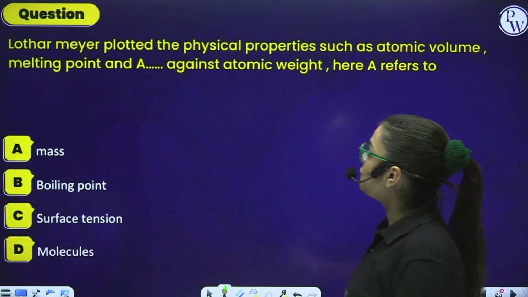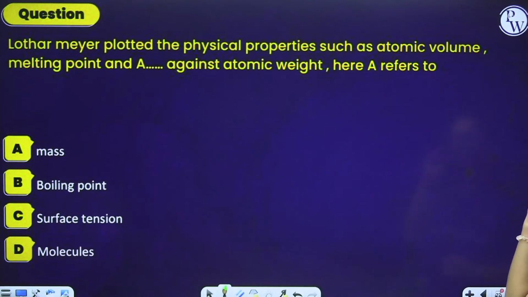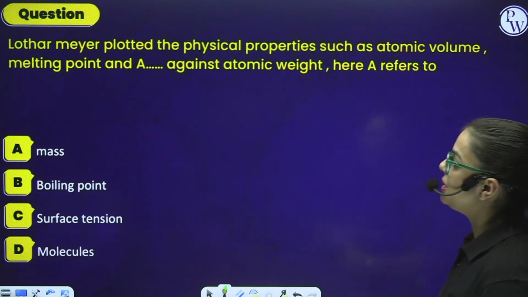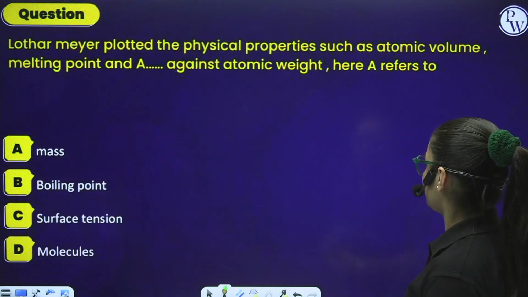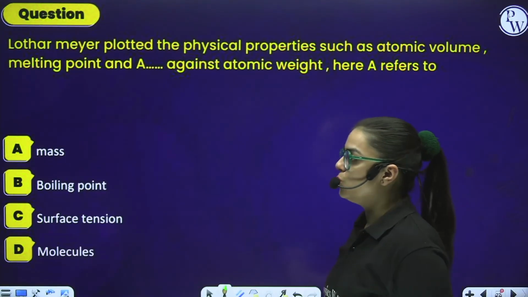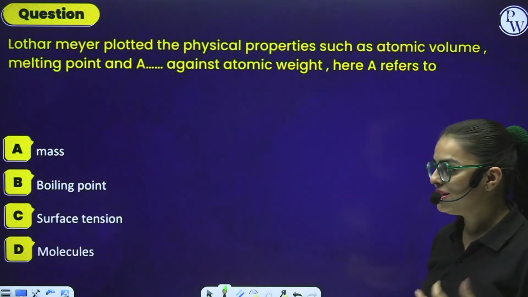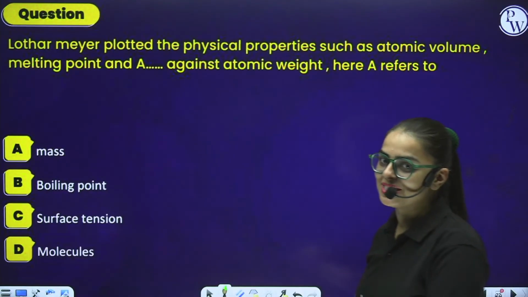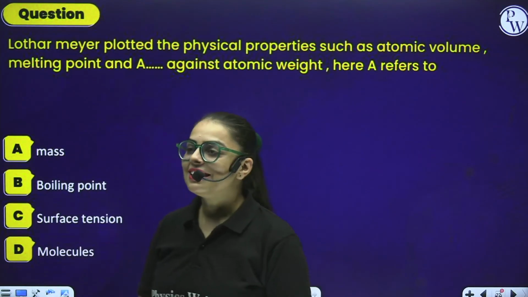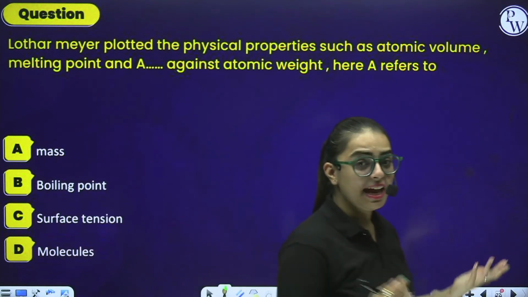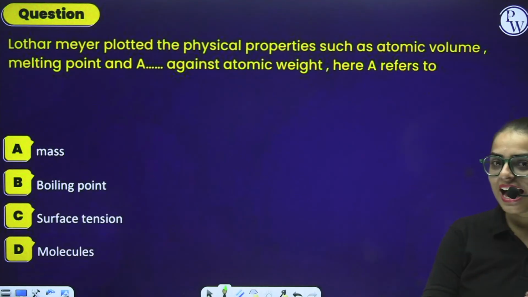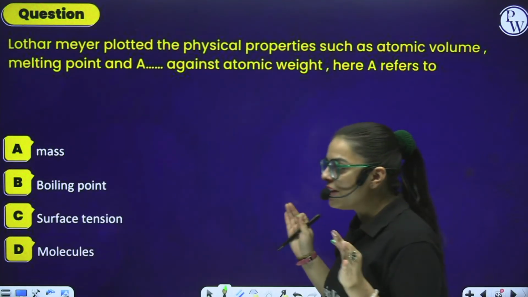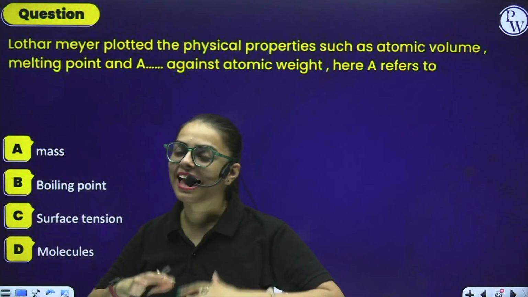Lothar Meyer plotted the physical properties such as atomic volume, melting point, and dash against atomic weight. Here A refers to mass, B boiling point, C surface tension, D molecules.